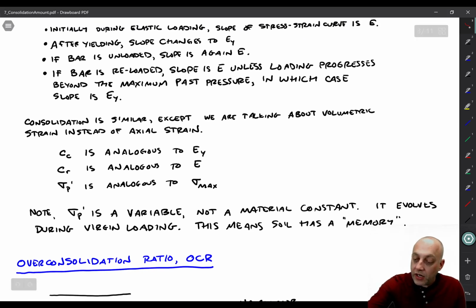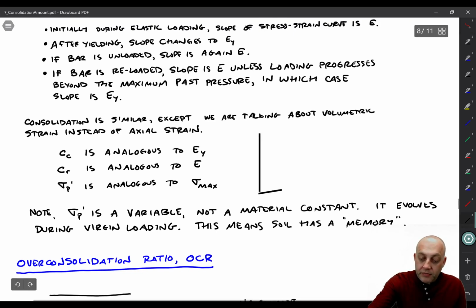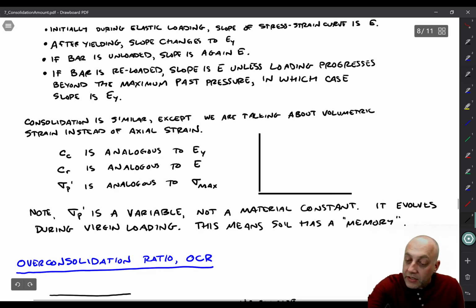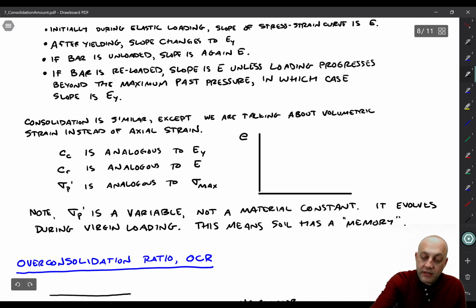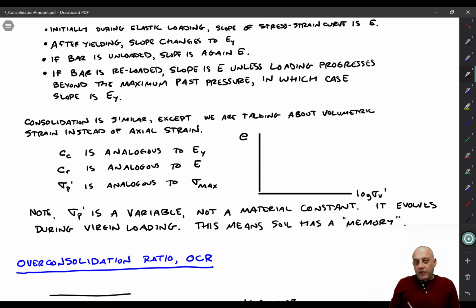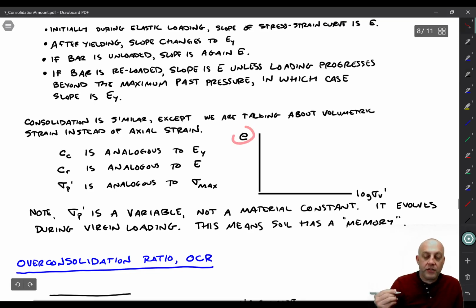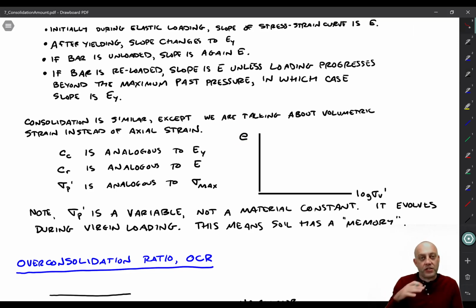So here we can draw, let me sketch in here, a little diagram. Okay, we're going to have e on the y-axis and then log sigma v prime on the x-axis. So a couple of things are different for consolidation than for axially loading the bar. Instead of strain, we tend to favor void ratio, right? But that's a measure of volume of the soil. And then instead of stress, we have log of stress, because that linearizes the relationship.